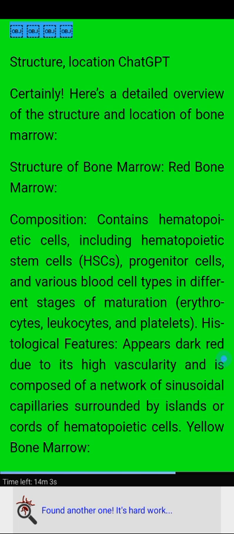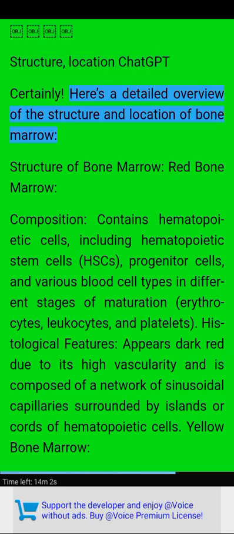Structure. Location. Certainly. Here's a detailed overview of the structure and location of bone marrow.